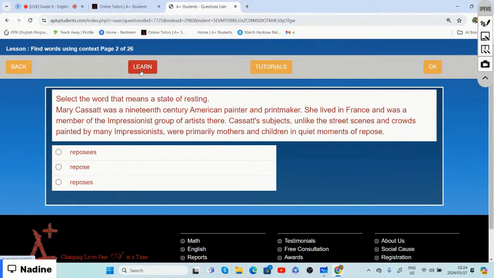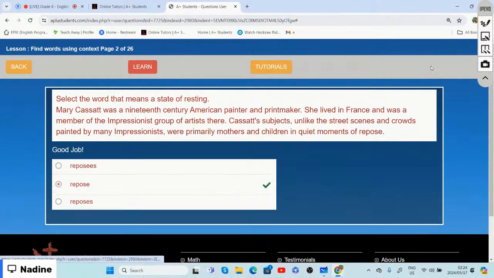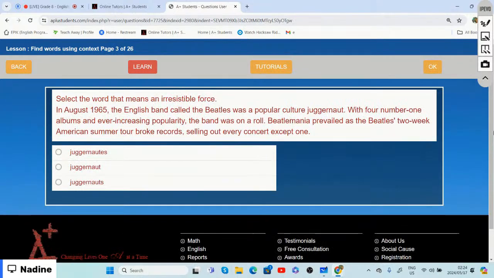All right. And if we were to look at the specific word that means state of resting, is it the first option, the second option, or the third option? The word that means state of resting: repossesses, repose, reposes. All right, so the state of resting, we can say it's repose. And repose is correct.